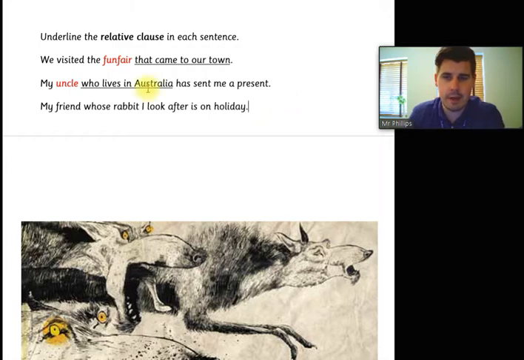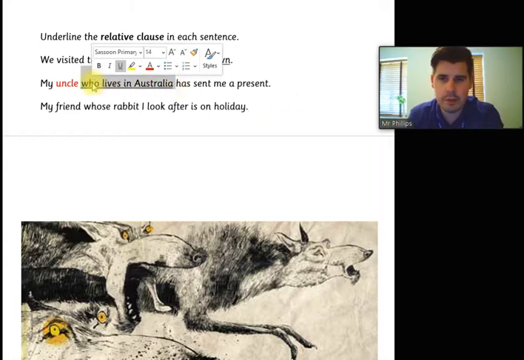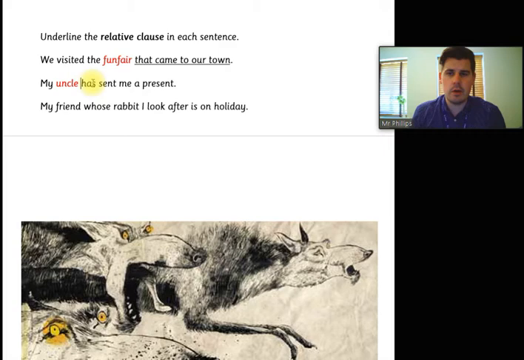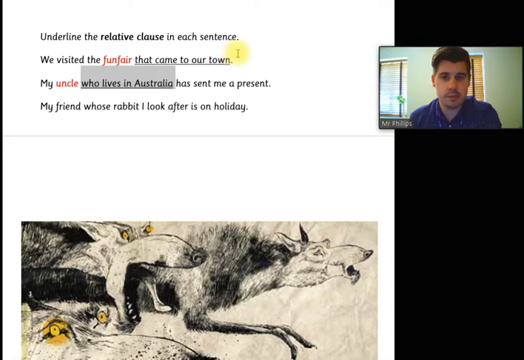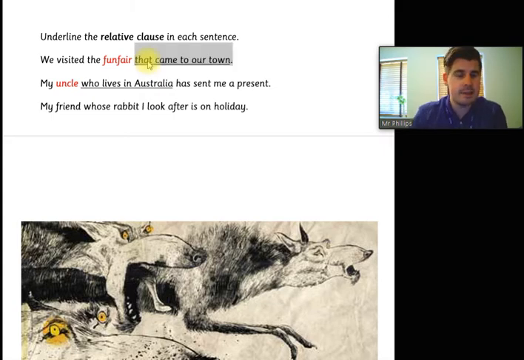And if we didn't have that bit, we can check it's a relative clause, get rid of it. My uncle has sent me a present. That still makes sense, with or without the relative clause. Same for this one. We visited the fun fair that came to our town. Get rid of the relative clause. We visited the fun fair. It still makes sense. What about this last one?